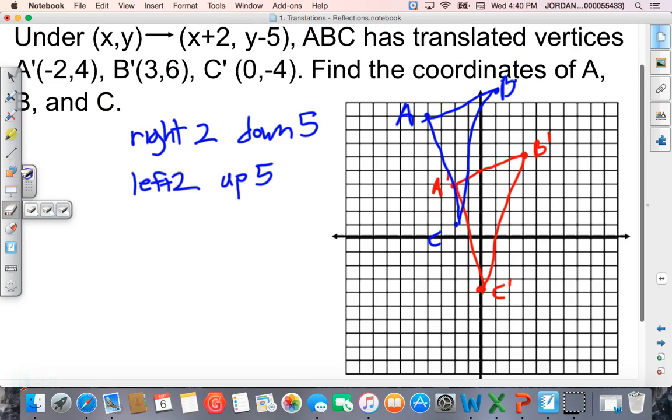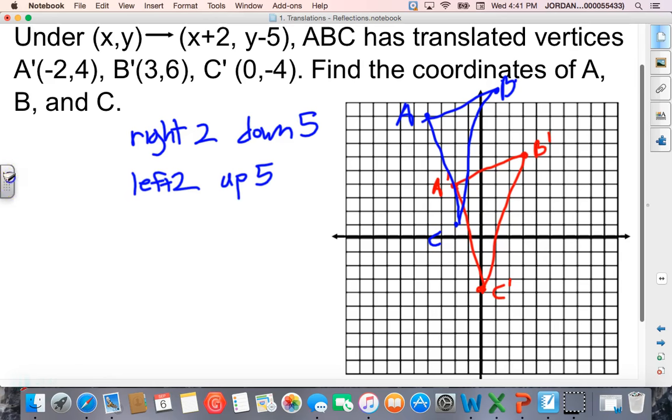So knowing that, we need to do the opposite of this rule in order to create the blue triangle. So originally this rule would tell us to go right 2 because of the plus 2 and go down 5 because of the minus 5 with Y. But since we were given the translated shape and we need to find the original, we're going to do the opposite of that. So we're going to go left 2 and up 5. So from our A', we go left 2 and up 5, B', left 2 up 5, and the same for C'. And that gives us our new shape ABC.